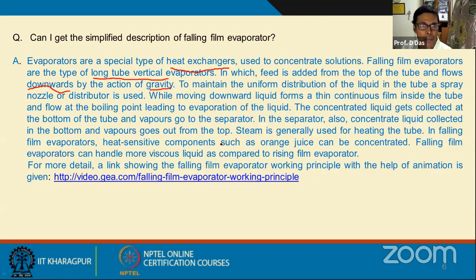In a falling film evaporator, heat sensitive components such as orange juice can be concentrated. A falling film evaporator can handle more viscous liquid as compared to a rising film evaporator. For details, you can go through this link. You can find the detailed information. This is largely used in the chemical industry, also in the food industry. So the falling film evaporator is a very important heat exchanger that is used for the evaporation of liquid. Okay.